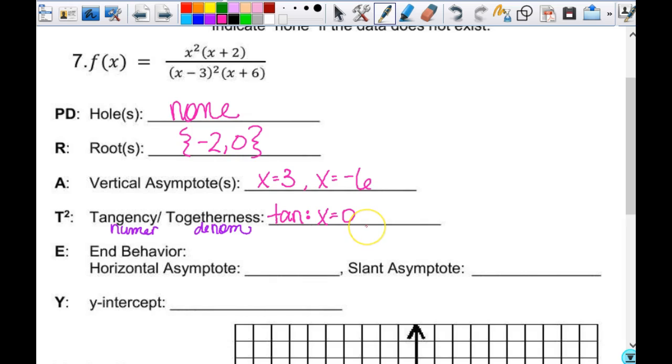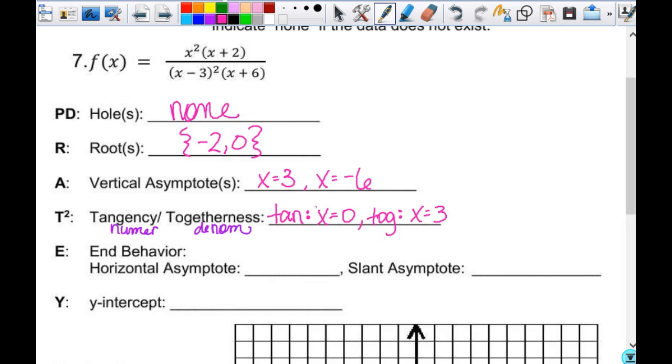And then, do you have even exponents for your factors in the denominator? Yes. That means you also have some togetherness at x equals 3. So this is an asymptote. This is a root. But we have tangency and togetherness here. Everybody okay with that? All right.